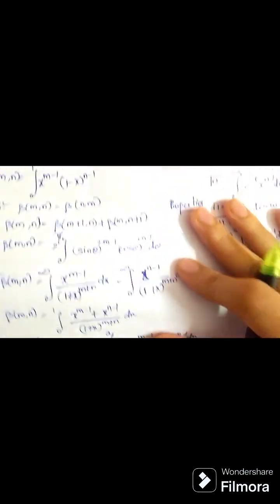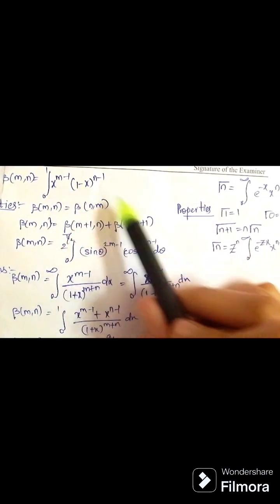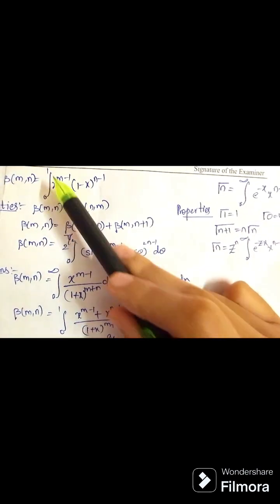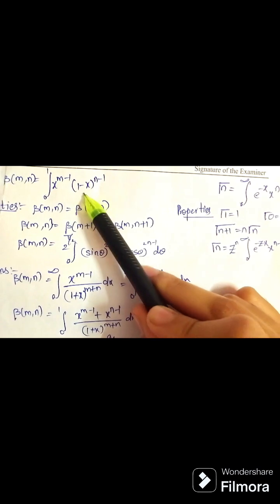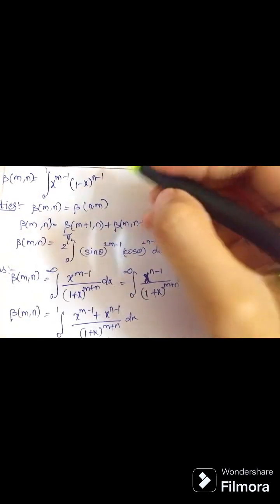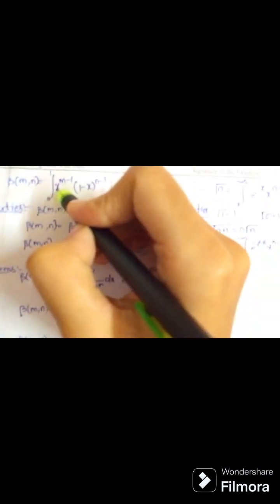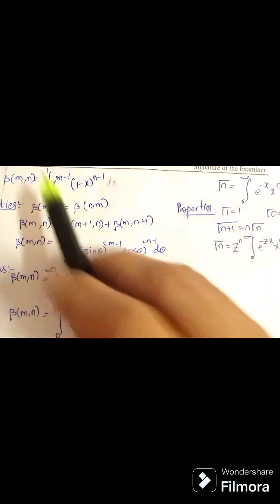We are starting a new chapter: beta and gamma special functions. Firstly, two formulas you have to remember. One is beta, one is gamma. Beta is the integral from 0 to 1 of x power m minus 1, 1 minus x power n minus 1 dx. Here it can be x or y or t or anything. It's a variable, it doesn't make any difference.